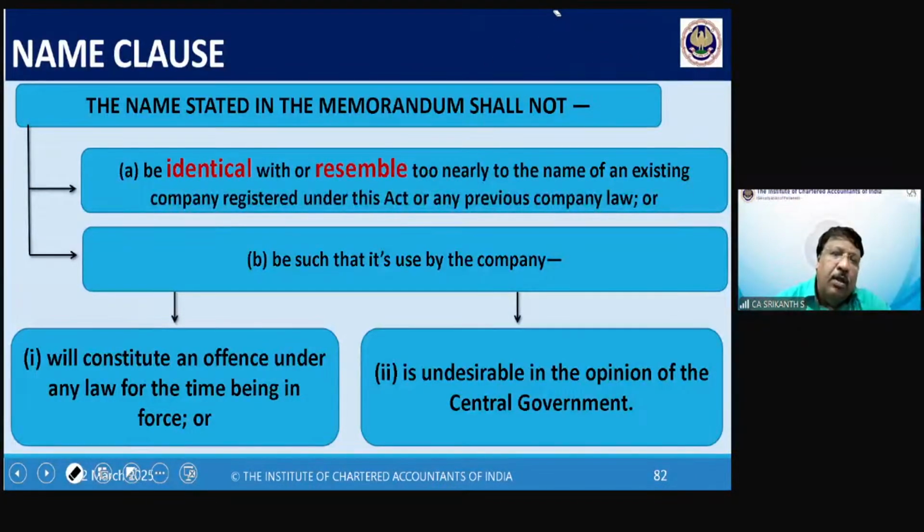So, I think in yesterday's class, I might have mentioned how my name was selected by my parents. The name Srikanth, how it was selected by my parents.